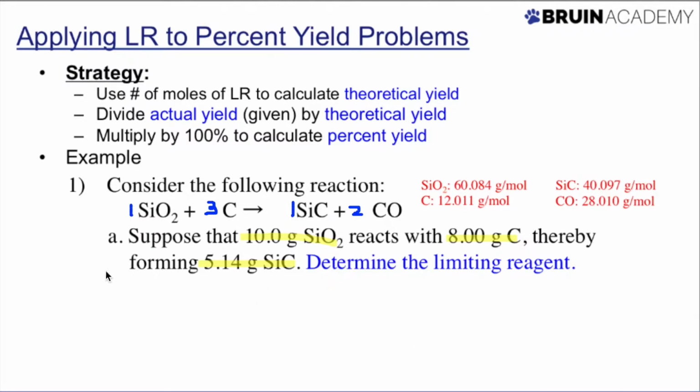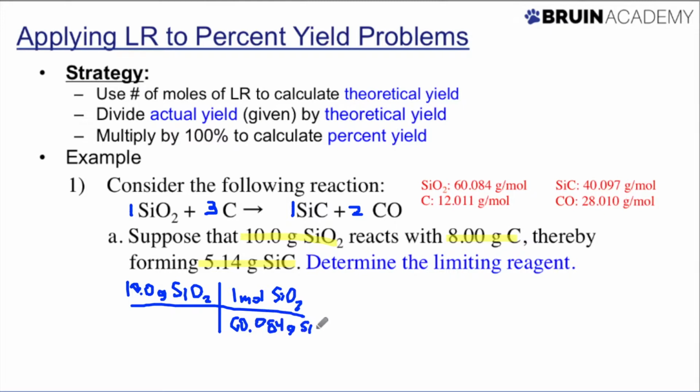So now we can go ahead and determine the limiting reagent. And remember that the steps for determining the limiting reagent is always to convert from grams to moles. So we're going to start with 10 grams of SiO2, and we're going to convert that to moles using molar mass. And so we know that for every 1 mole of SiO2, I have 60.084 grams SiO2. And then when you put that in your calculator, you should get 0.166 moles.